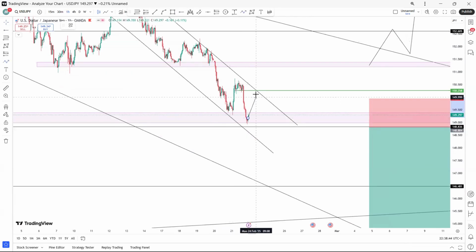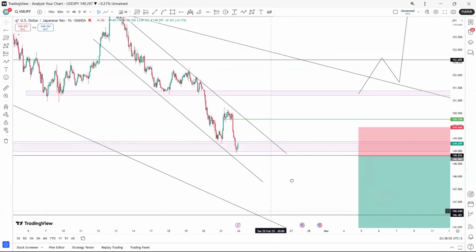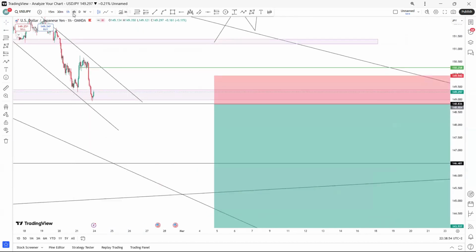Okay, so maybe a push just to come and retest the head and shoulder pattern, then more sales to the downside. It depends on the market actually opening, but basically I'm bearish on JPY.